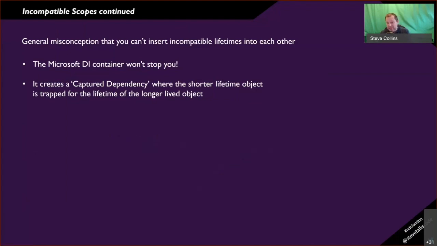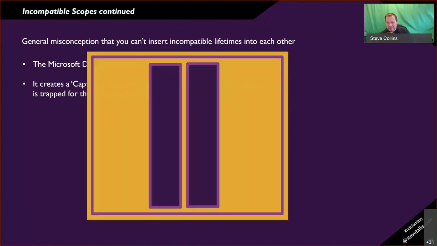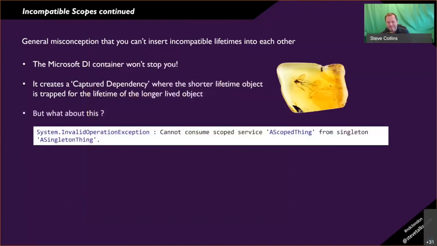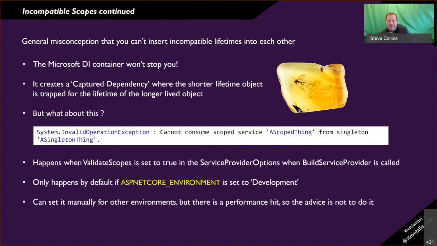But you may be wanting to hit the pause button and go, hang on, when I've done this before, I've got an exception. Well, yep, that can happen. By default, it only happens when your ASP.NET Core environment variable is set to development. This is done by some hidden magic that lies in the host builder. However, you can explicitly turn this behavior on by setting the optional validate scopes parameter to true when creating the service provider. But this has a performance hit at startup, so the general guidance is not to do it in production, and that's why the host builder only sets it for the development environment.